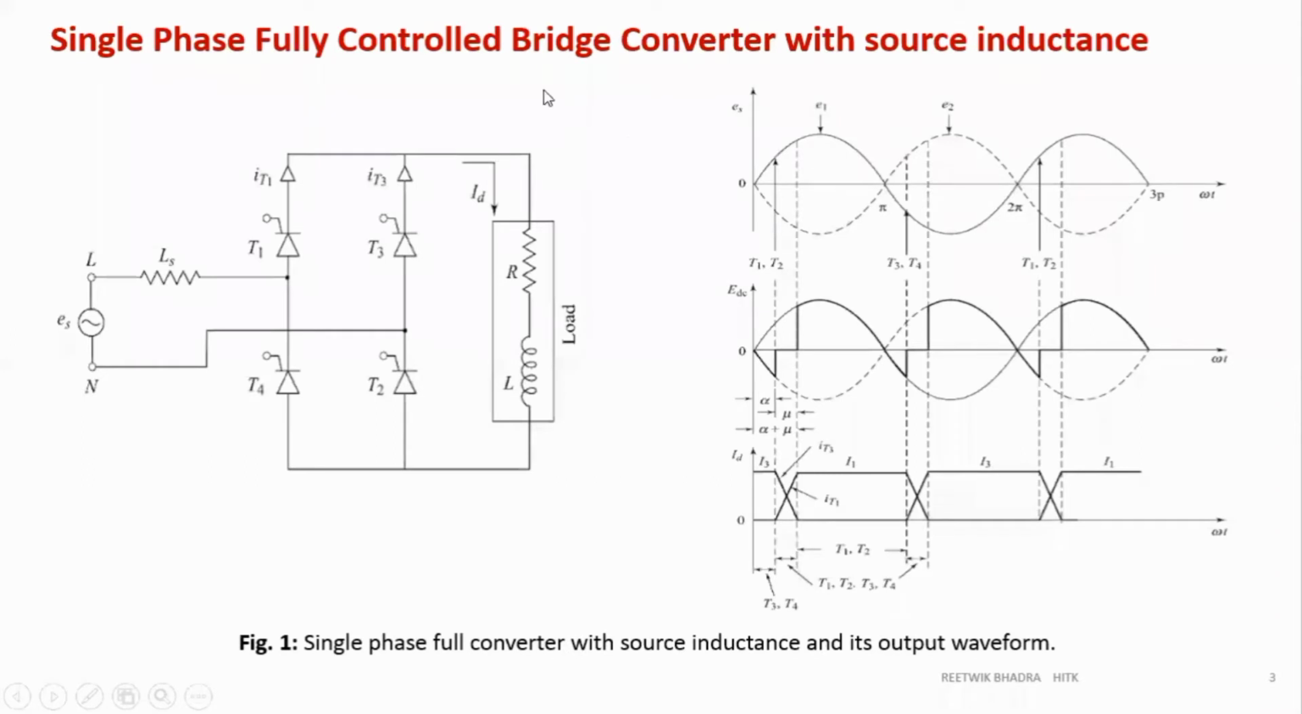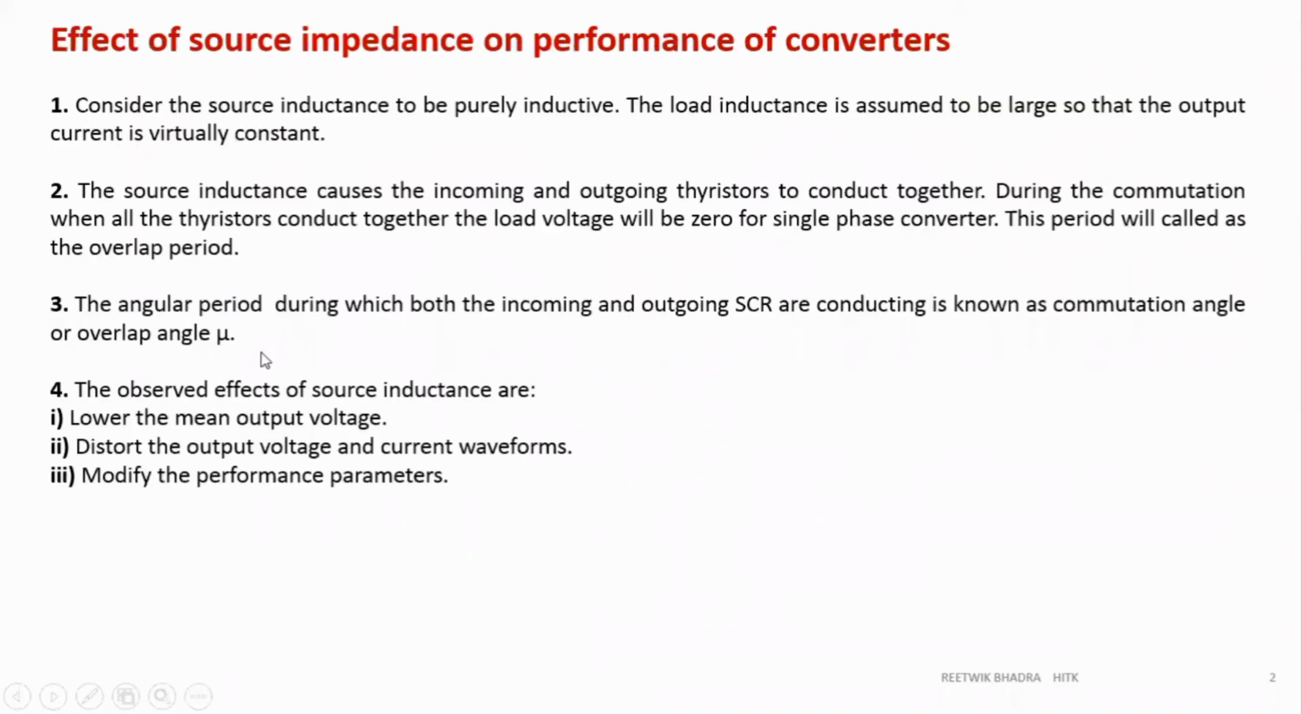If you consider a full converter, two thyristors will conduct at one time, and another pair of thyristors will conduct at another time interval. So if all these thyristors conduct at the same time, that means they overlap one another. This pair of thyristors is overlapping in the period of T3 T4. So that's why that period is known as the overlap period, and the angle during which this occurs is known as the overlap angle mu.